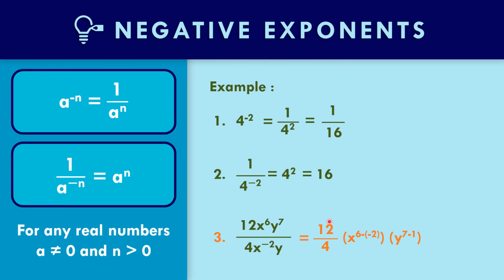So 12 divided by 4 is equal to 3. And then copy the base x. 6, negative times negative is positive, so 6 plus 2 is equal to x to the 8. 7 minus 1 is 6, so y to the 6th power. So the final answer is 3x to the 8, y to the 6th power.